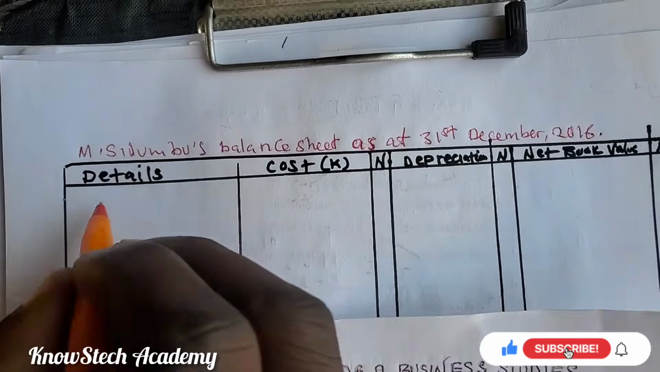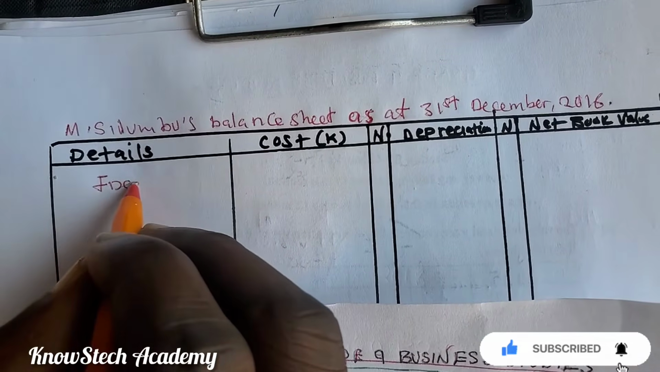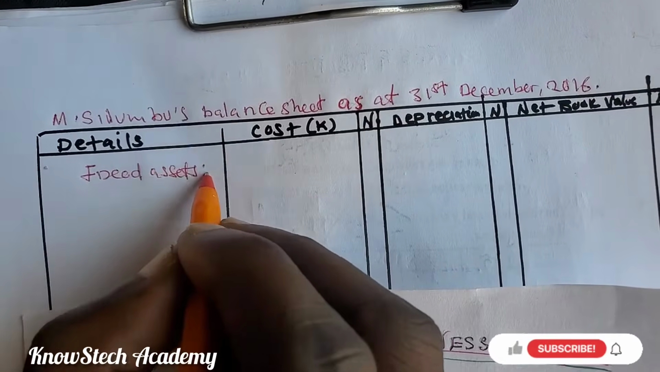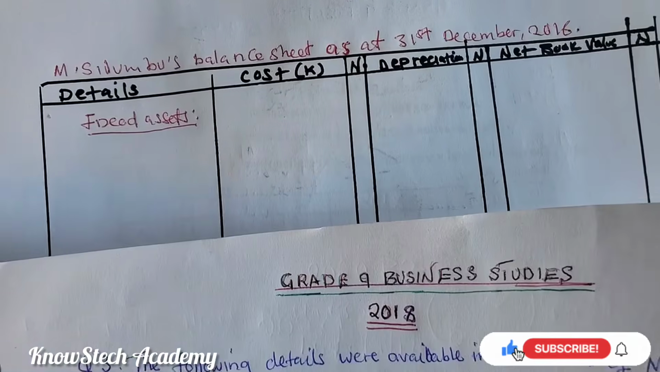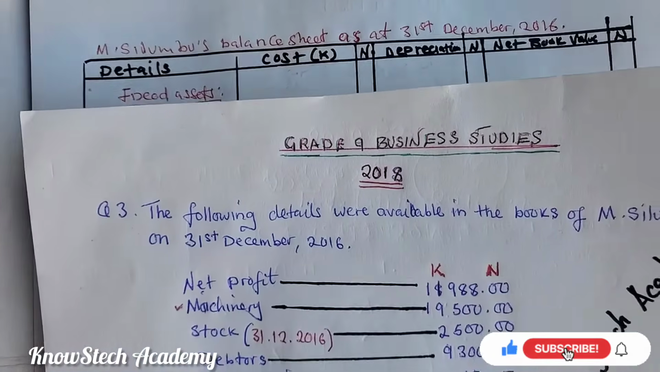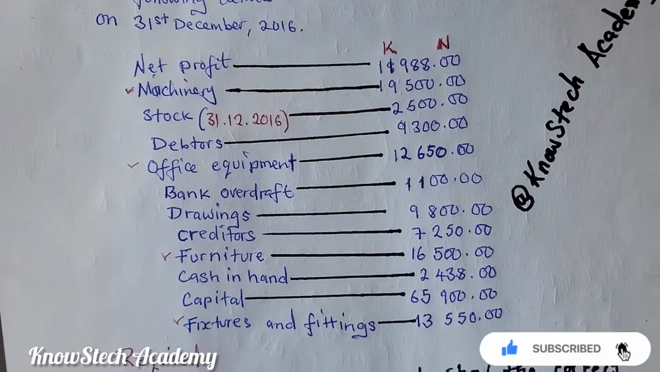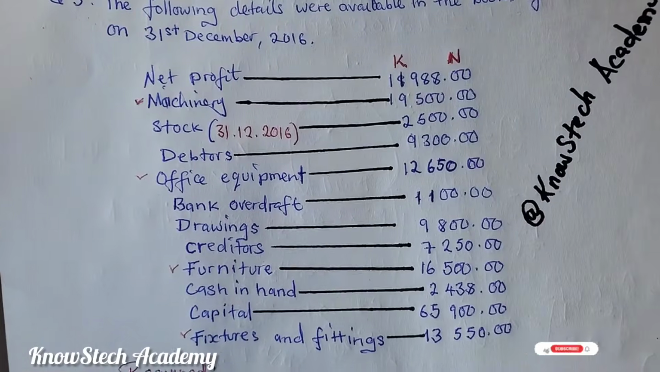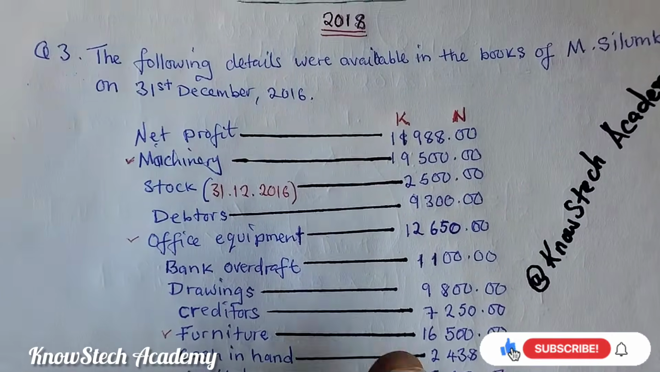Here, let's write a title: fixed assets. The heading here is fixed assets. Under this heading, we're going to write the fixed assets that are here. Let's write them in the order of permanency, starting with the machinery. So we're going to write machinery.